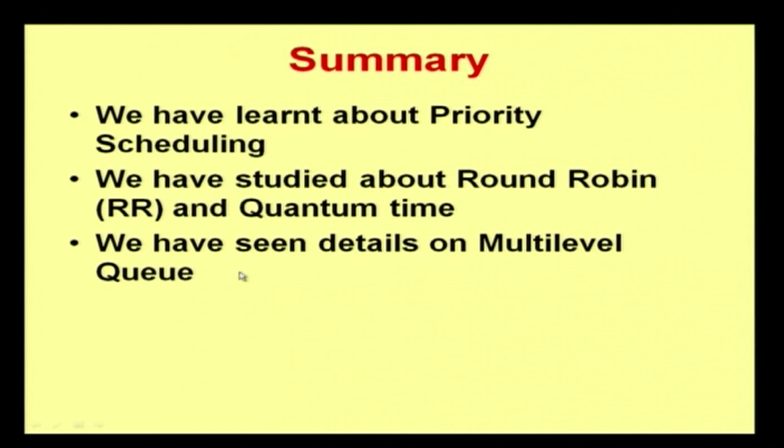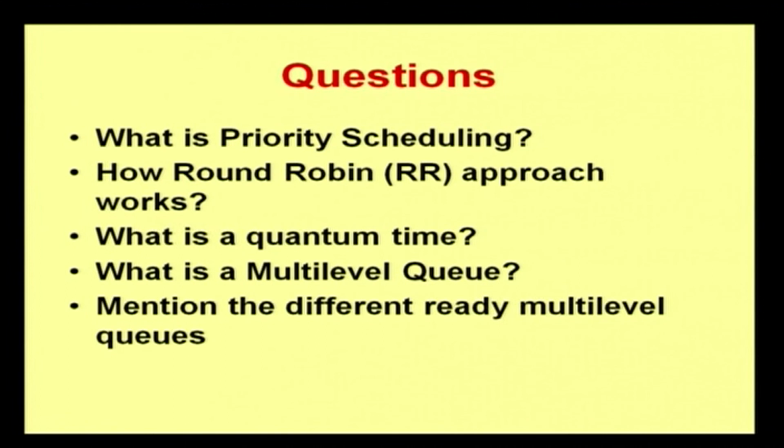Let us now see the possible questions for this session. Question number 1, what is priority scheduling? Question number 2, how does the round robin approach work? Question number 3, what is a quantum time? Question number 4, what is a multi-level queue? Question number 5, mention the different ready multi-level queues.